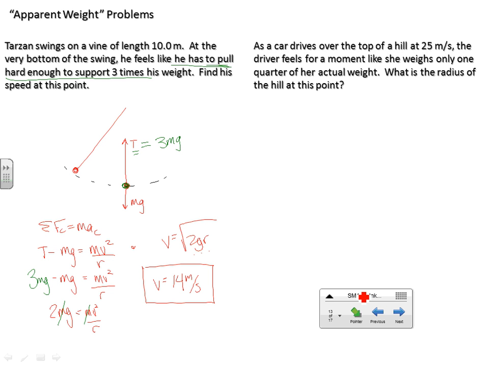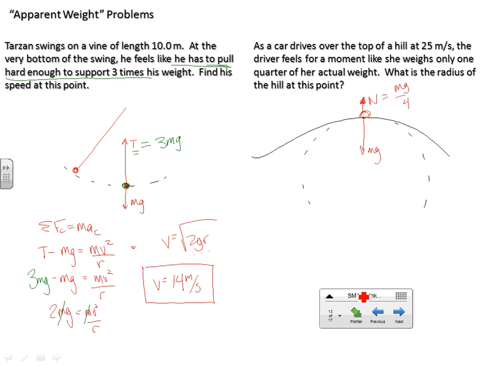Here's another one. Car drives over the top of a hill at 25. So here's our hill. The car drives over this hill, and the hill has a section that's part of a circle. So here's the car up here. The driver for a moment feels like she weighs only 1/4 of her actual weight. Well, here is her weight, and we get this force upward that seems like it's a quarter of her weight. This apparent weight, in this case, is the normal force.